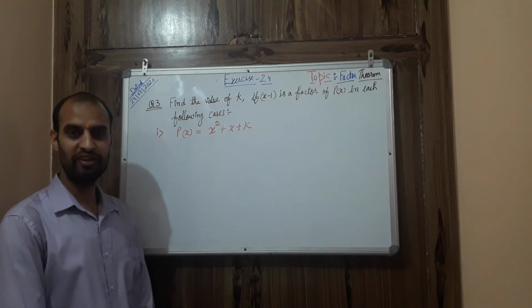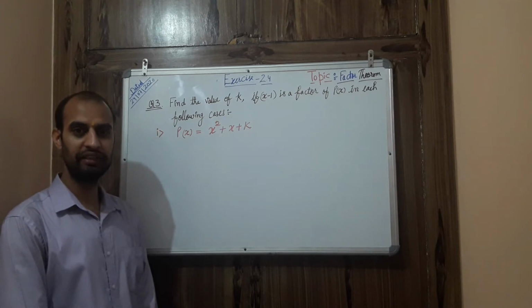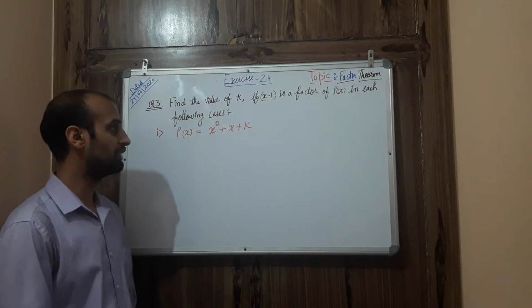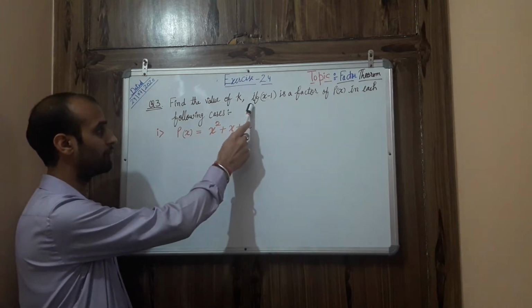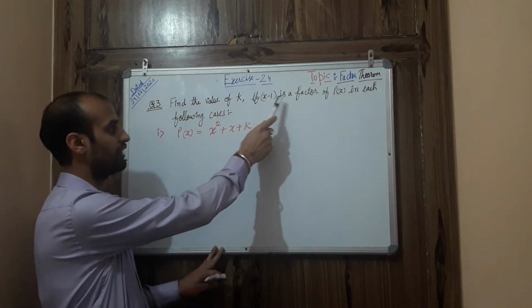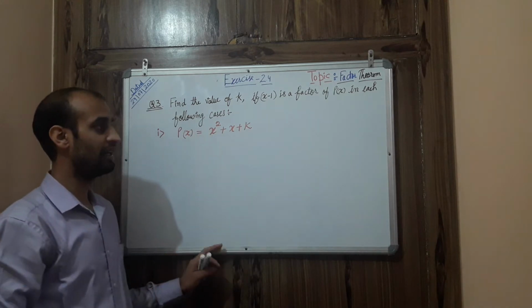As you all know, we are in chapter number 2, which is related to polynomials. Today I am going to tell you how to use the factor theorem to find any value. Consider question number 3: find the value of k if x minus 1 is a factor of p(x) in the following cases.